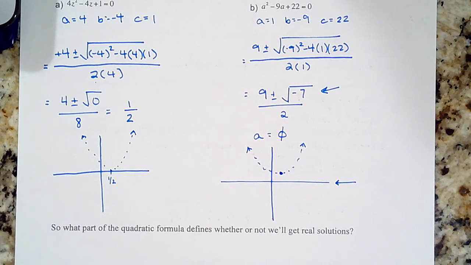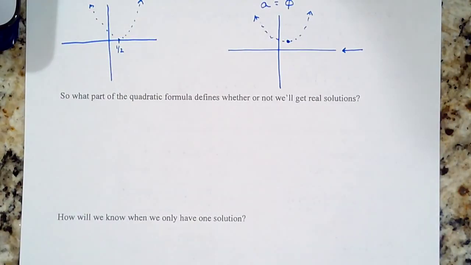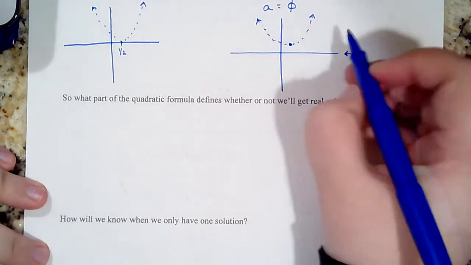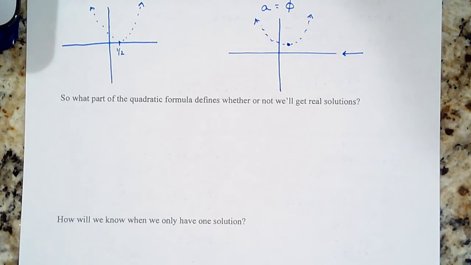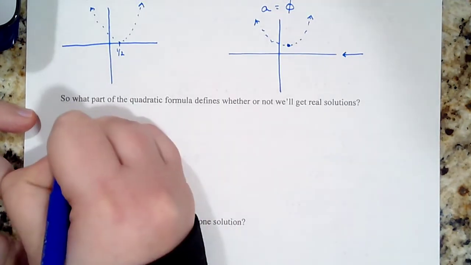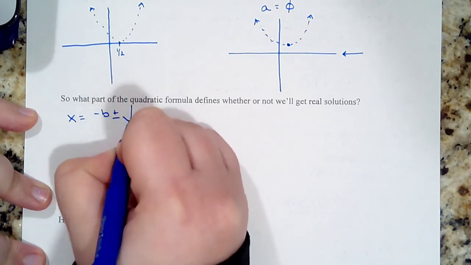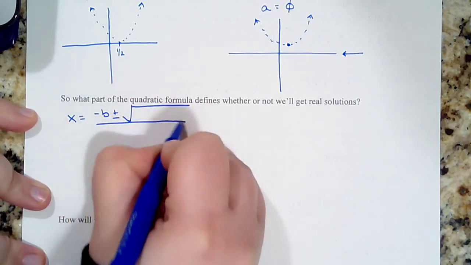And we have a shortcut of figuring out how many solutions we're going to have. What part of the quadratic formula defines whether or not we'll get real solutions? Technically, this is a complex or a non-real solution for those of you who are interested and curious about Algebra 2. So the part of the quadratic formula that defines whether or not we'll get the real solution is what is inside of the square root. So x equals negative b plus or minus the square root all over 2a.